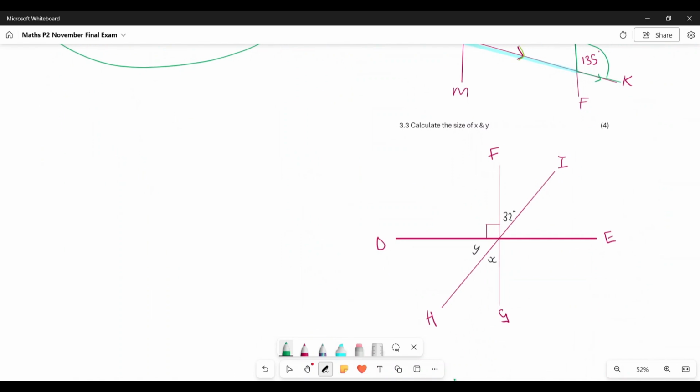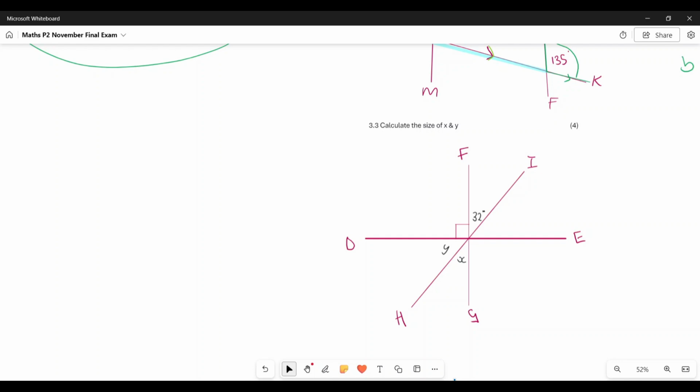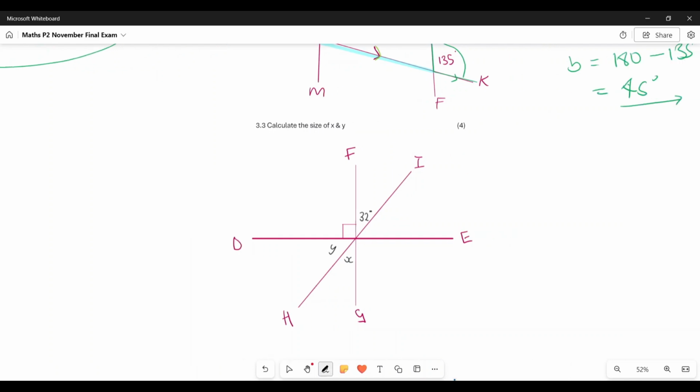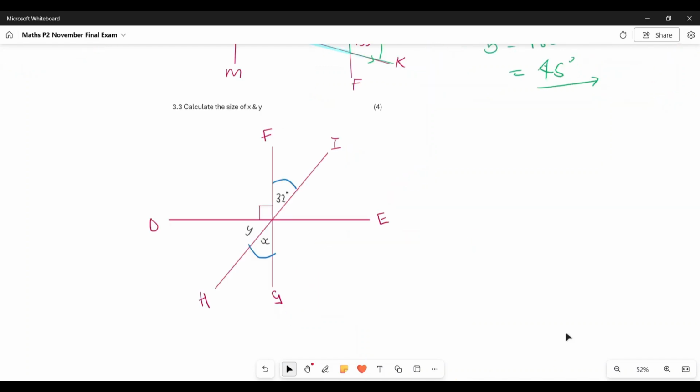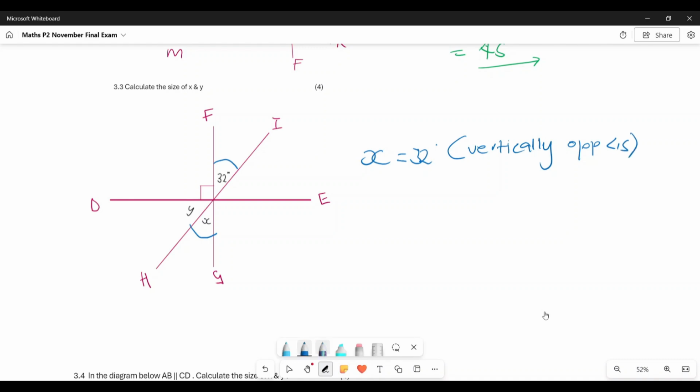So in the next question here, we need to determine the size of x as well as y. Now, if I can start with my x value, can you see that my x is vertically opposite to this 32 degrees? And what do we know about vertically opposite angles? We know that angles that are vertically opposite to one another are going to be equal to one another, right? So x is equals to 32 degrees, and my reason is vertically opposite angles. All right, now I know that my x is 32.